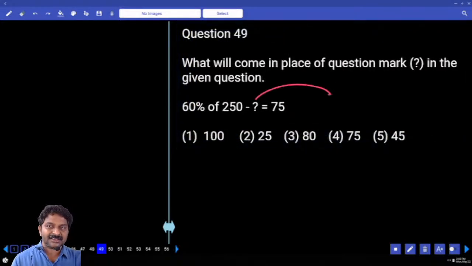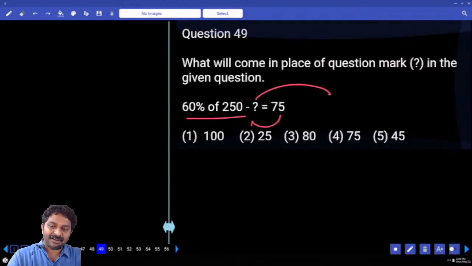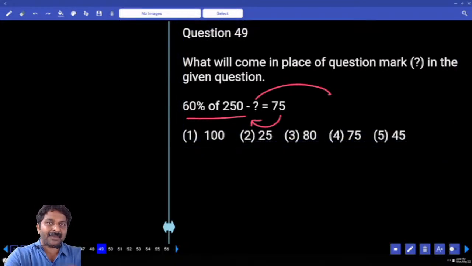Minus x goes to the other side. 60% of 250. 10% into 6. 10%, 6 times. 150. 75 comes to the left hand side. 150 minus 75.